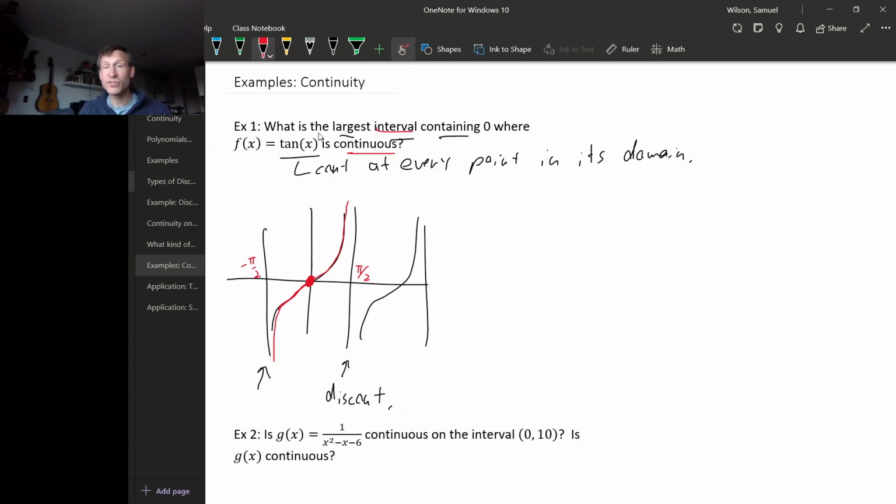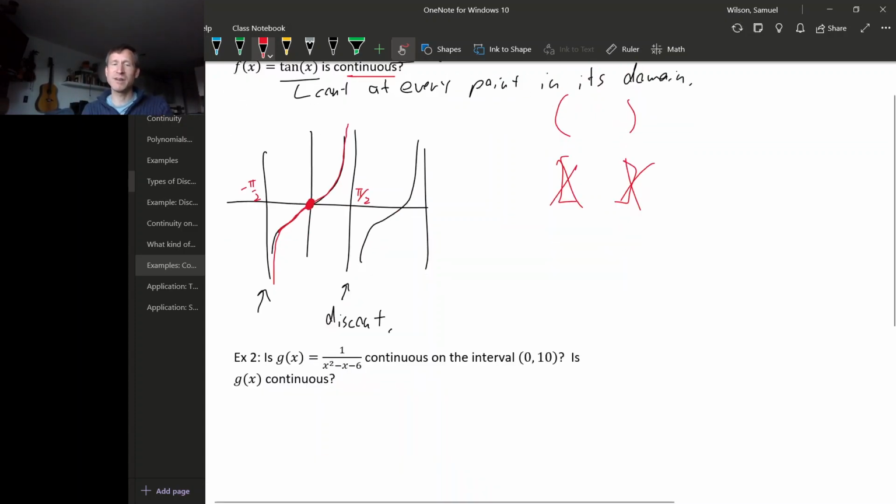So the largest interval containing 0 where tangent x is continuous, that's between these two x values. So it's going to be from minus pi over 2 to pi over 2, not including the endpoints of this interval. So I'm using round brackets and not square brackets, because remember, square brackets on an interval indicate that you're including the endpoints, and we are not including the endpoints.